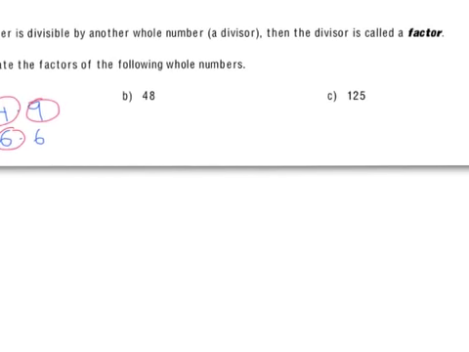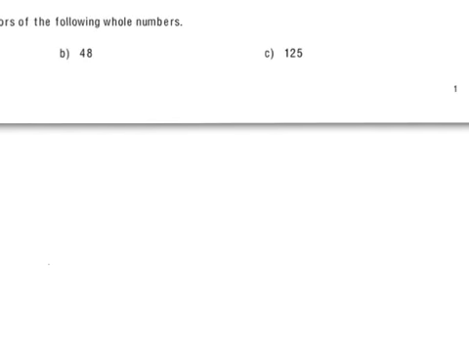Let's look at 48 here. 48 is going to have even more factors. So again, the obvious one is 1 and 48. 1 times 48 gives us 48. 2 times 24. Does 3 work? Well, let me check. If I add up 4 plus 8, I get 12, and 12 is divisible by 3, so 3 should work. And if I divide 48 by 3, I get 16, so 3 times 16 gives us 48, so those are also factors.